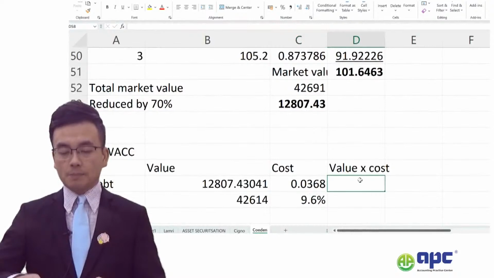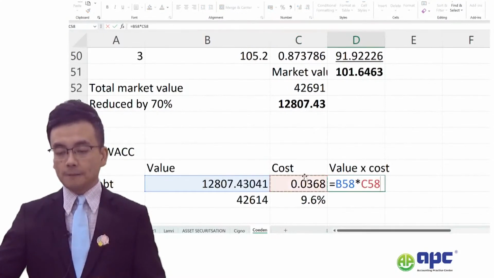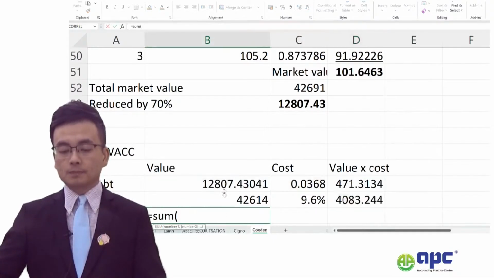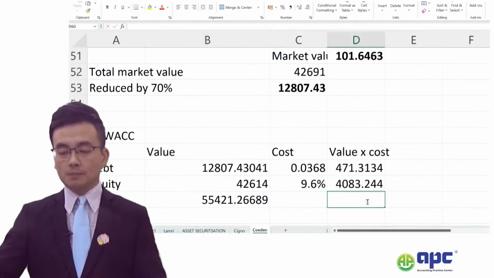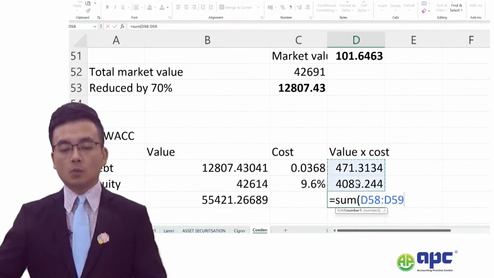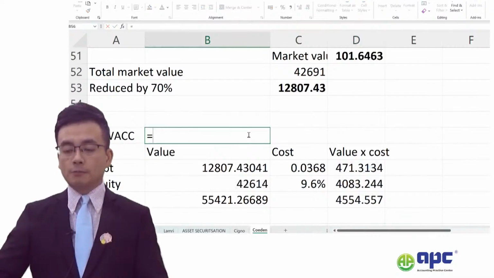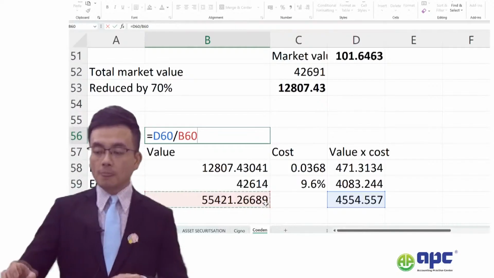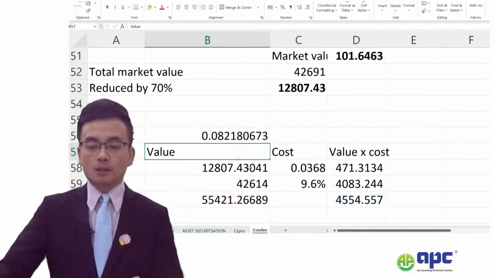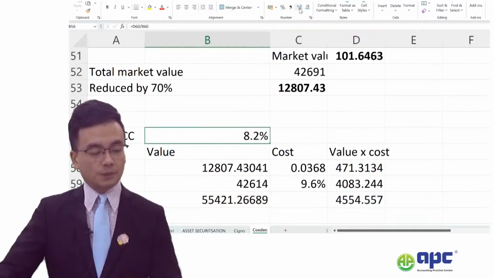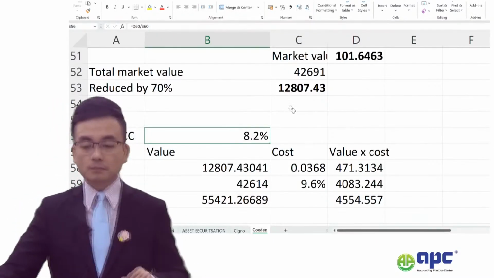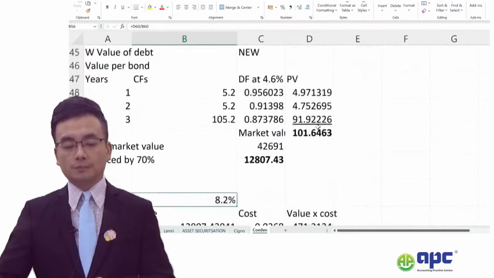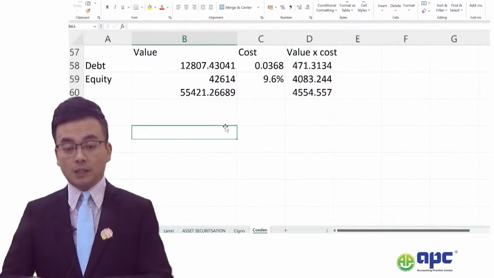So value times by costs, drag it here. Drag it down and sum this up. And sum these up. The WACC would be 45.54 over 55.421. Press enter. That gives me 8.2%. All right. Now, if you can compare what is going on, you don't really have to do that.